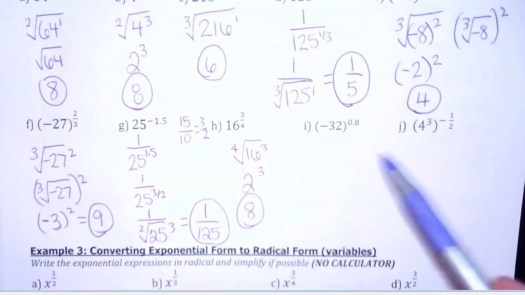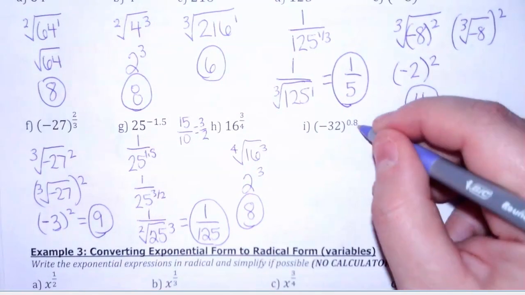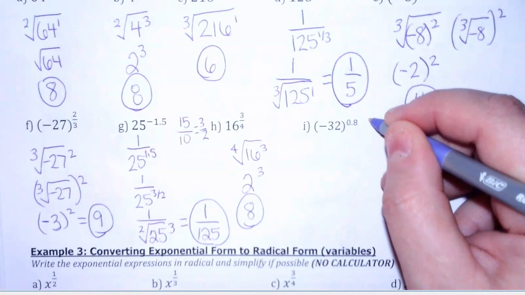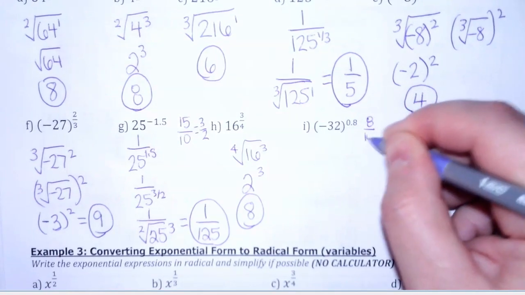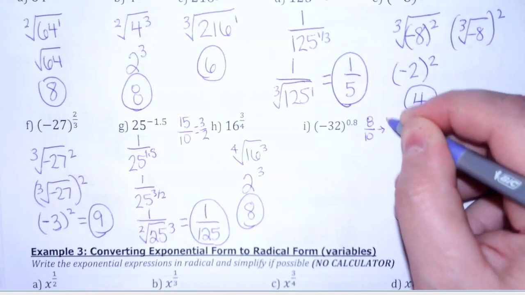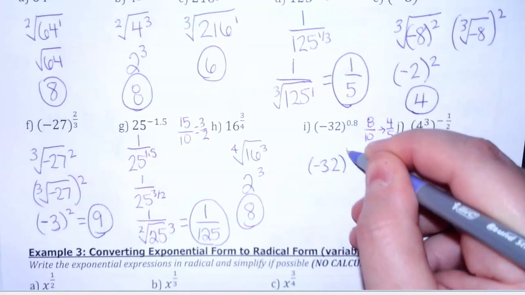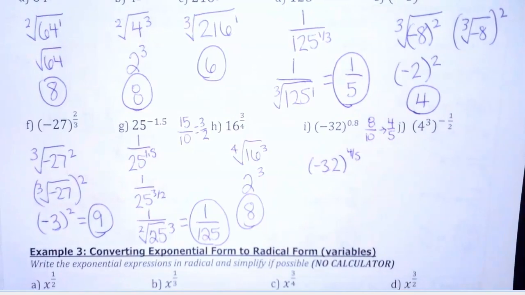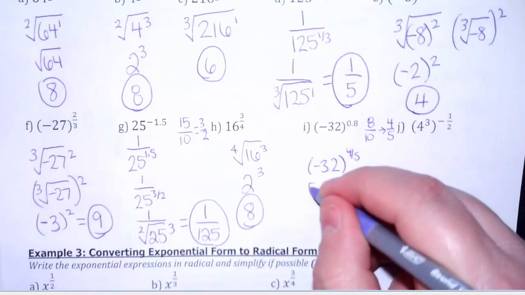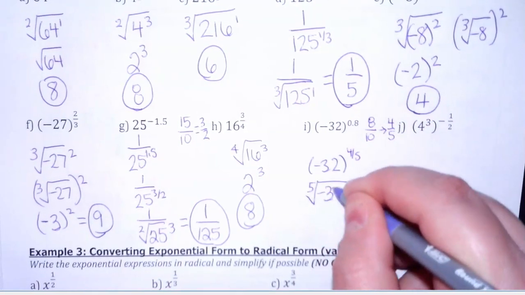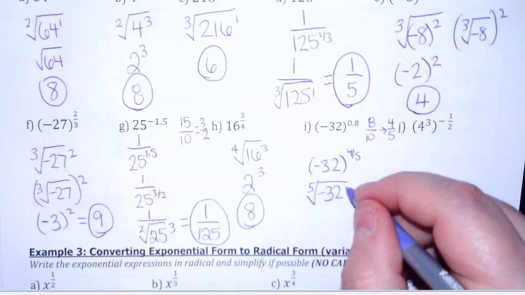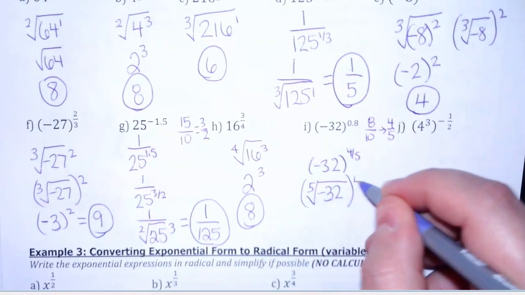The next one's pretty similar to the one I did with the decimal. I've got 8 tenths. So I'm going to write 8 over 10, which would reduce to 4/5. So this is negative 32 to the 4/5 power. I'm going to convert that to radical form. So I'm going to bottom out the fifth root of negative 32. And I'm just going to do the root first. So I'm going to put that on the outside.